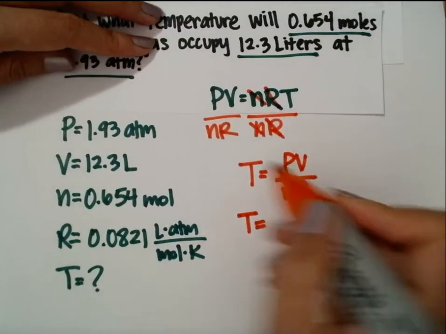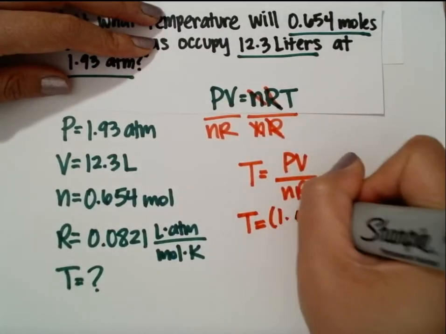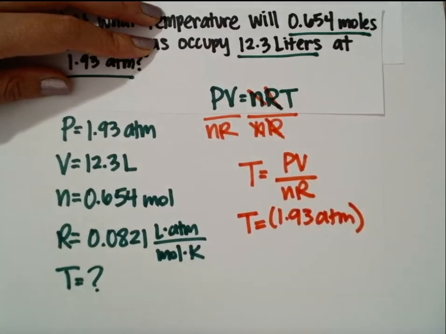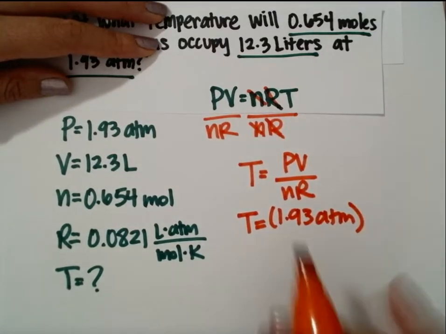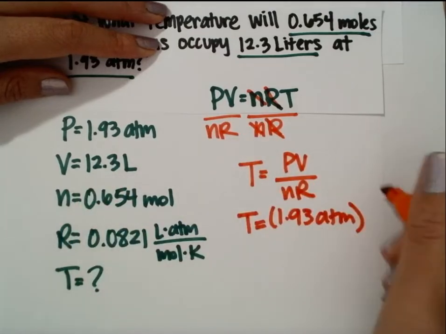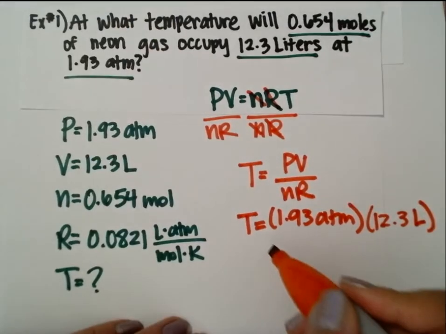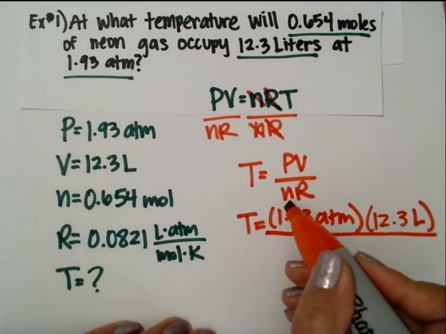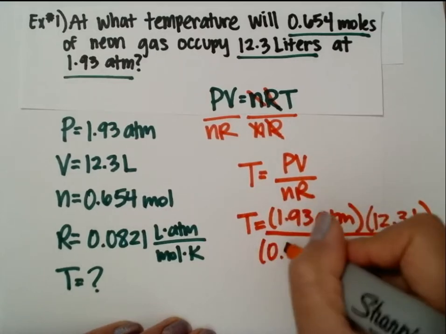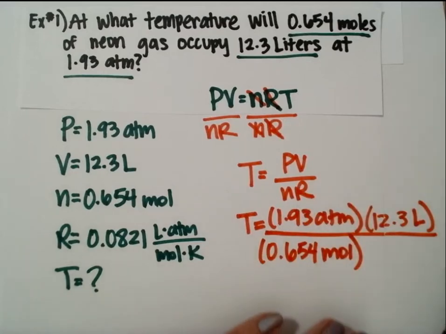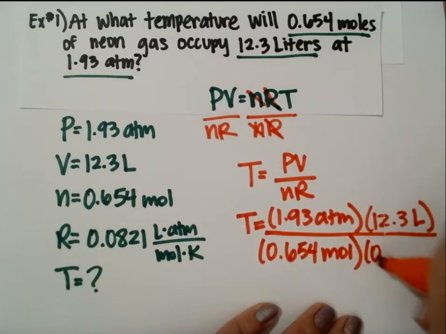So P, we have 1.93 ATM times V, which is 12.3 liters. Oh, sorry, 12.3 liters. Divide that by N, which is 0.654 moles, times R, which is 0.0821.